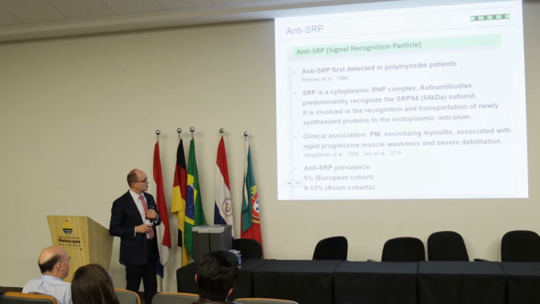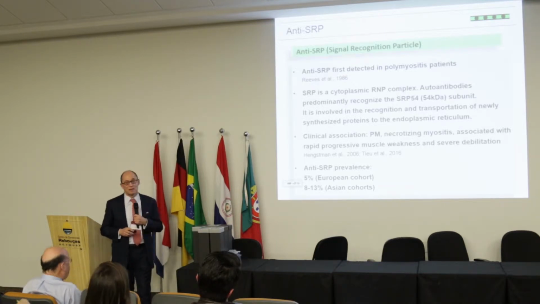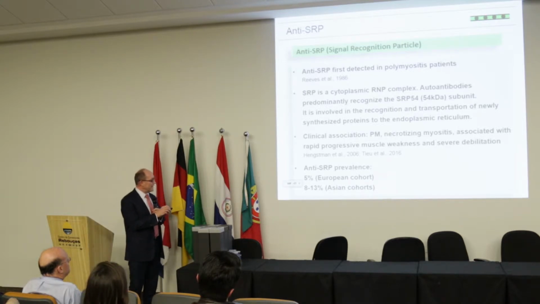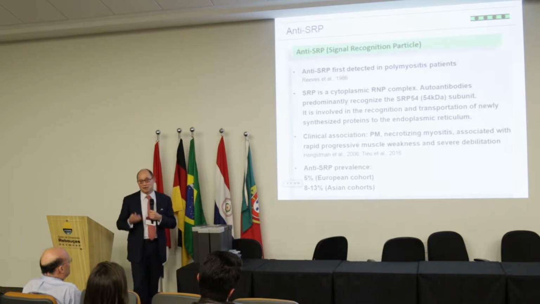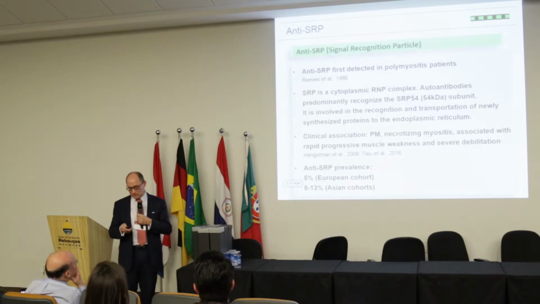Clinical association: polymyositis, necrotizing myositis, and this is associated also with a more rapid progressive muscle weakness and severe debilitation. Prevalence in Asian cohorts is higher than in European cohorts, but this also depends really on newer studies and availability of these assays.